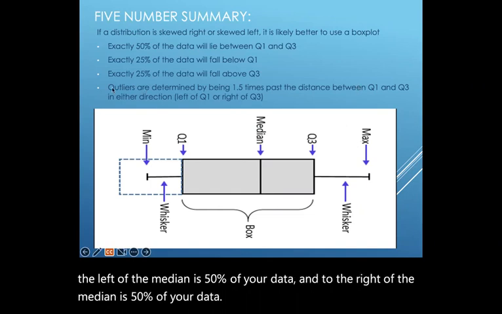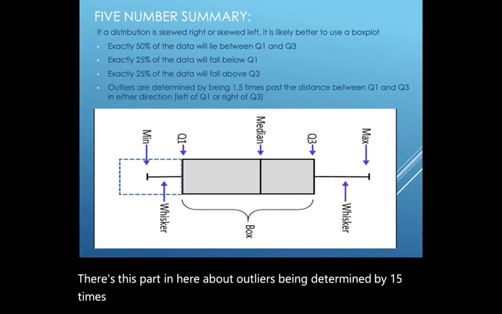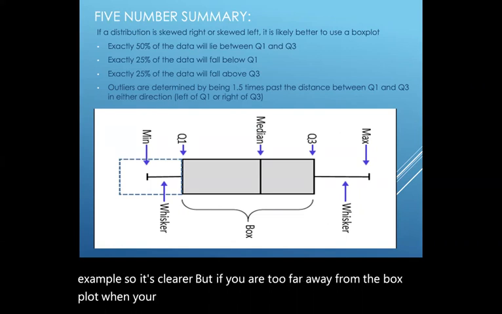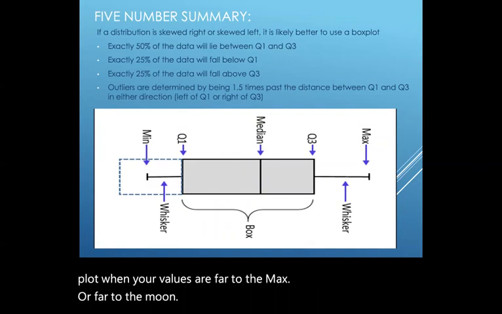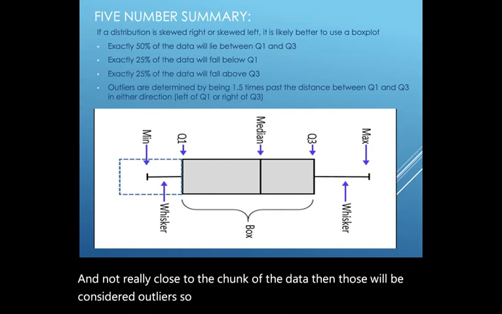There's this part in here about outliers being determined by 1.5 times past the distance. We'll discuss that in a very particular example, so it's clearer. But if you are too far away from the box plot, when your values are far to the max or far to the min, and not really close to the chunk of the data, then those will be considered outliers. So they're strange values that lie too small or too large.